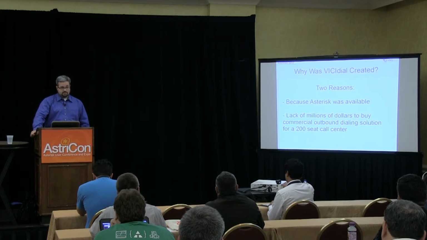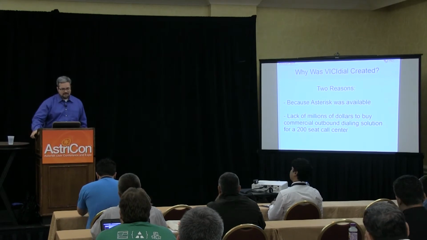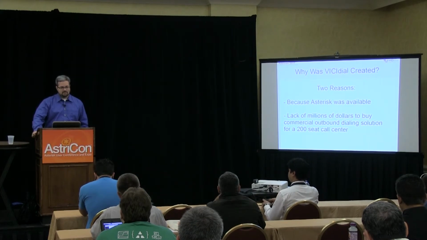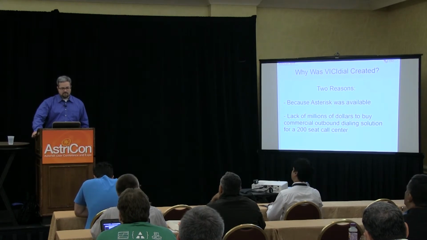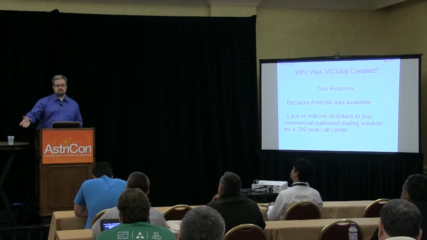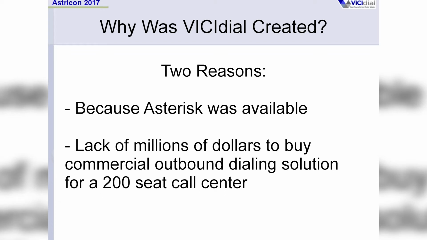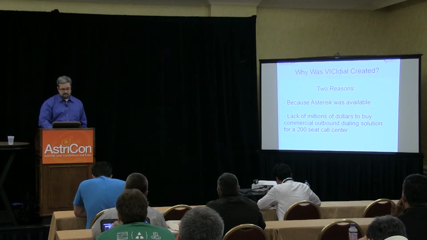So why was VICIdial created back in 2003? Two reasons. Because Asterisk was available, and one of our clients' lack of millions of dollars to buy a commercial outbound dialing solution for a 200-seat call center. That is sadly true. We were looking for a solution for them. They had to scale from 25 seats up to 200. They were just doing manual list dialing, and there was really nothing out there that just offered that without offering a whole bunch of stuff that they didn't need. And the cost was $1 to $2 million to start, not including licensing fees, hardware fees, or any of the other stuff you needed to actually get it running. So that's why VICIdial got started.